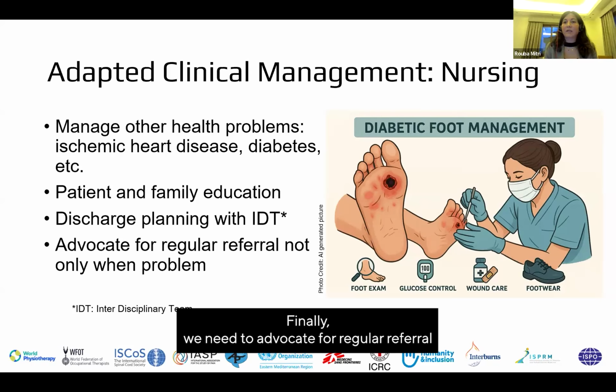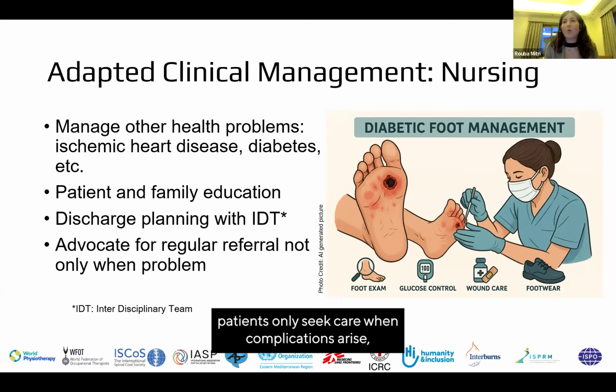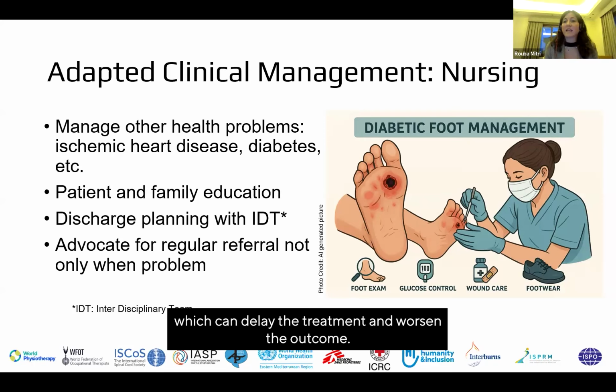Finally, we need to advocate for regular referral and not just when a problem appears, especially in unstable environments where patients only seek care when complications arise, which can delay the treatment and worsen the outcome.